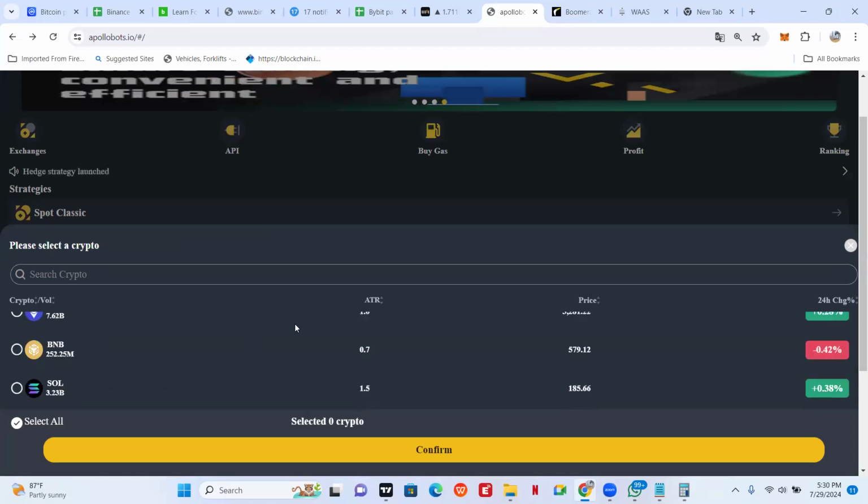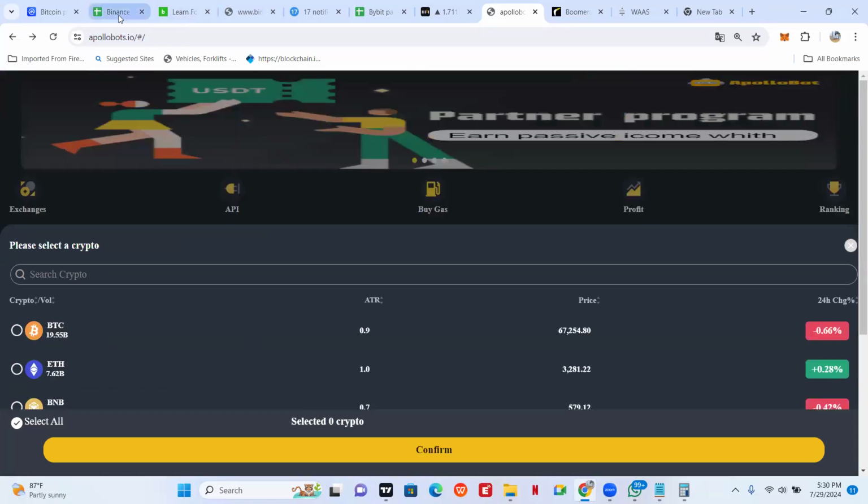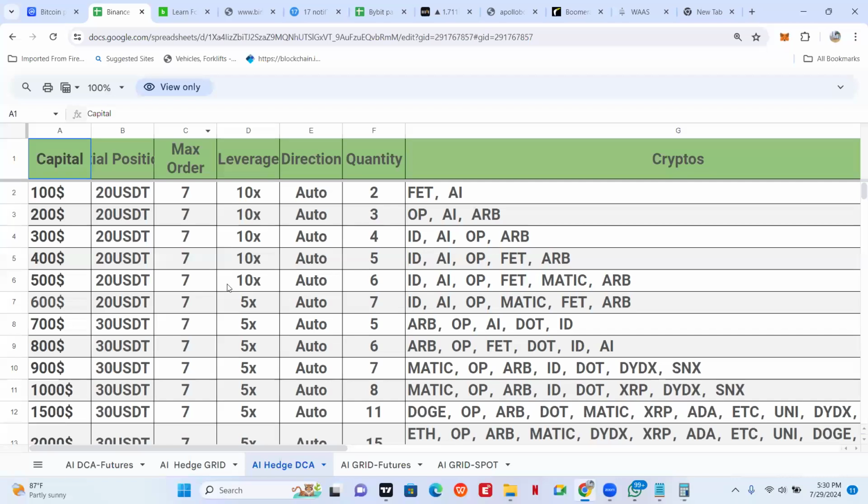Now, all we need to do is go with the recommended settings. I've seen people trade $300 on futures and they are trading 10 coins. So go with the recommended settings, or if you're an expert, you can set your bot according to what suits you.